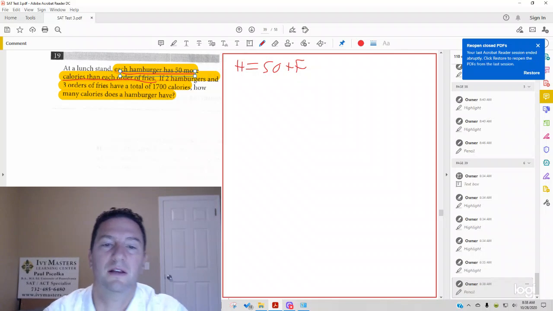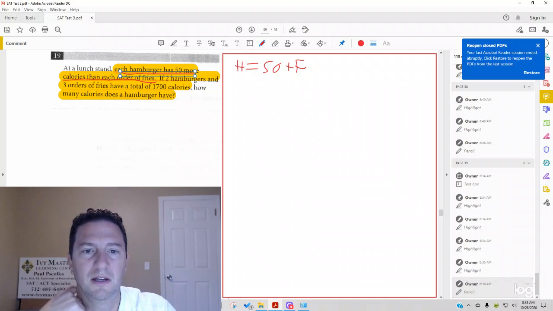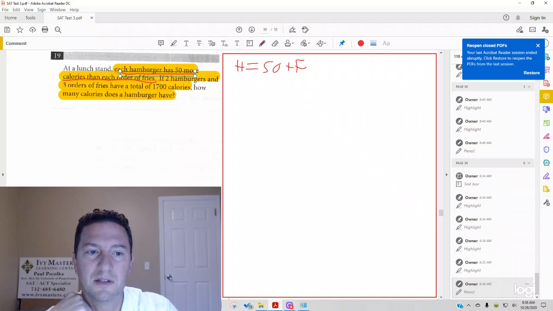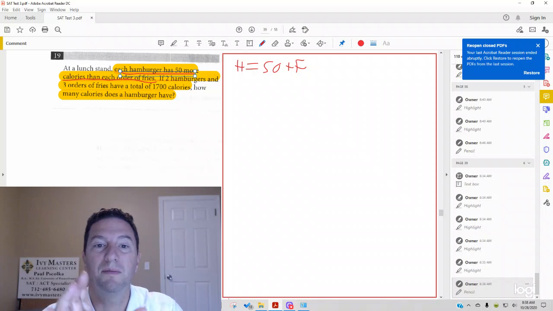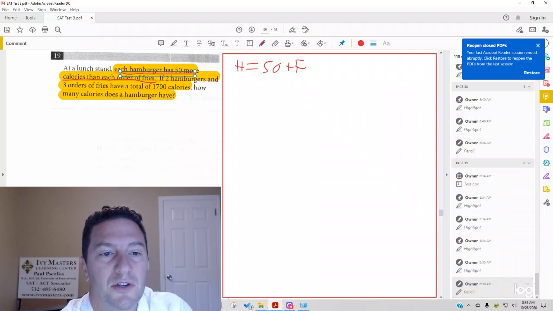So hamburger, the verb is the equal sign, so has, and then it's 50 more calories than each order of fries. Now a lot of times students will add the 50 to the H because they're like, oh, H is bigger. But since a hamburger has 50 more calories, in order to make them equal, you actually have to add the 50 to the fries. Your other equation here is 2 hamburgers, that's going to be 2H, and 3 orders of fries, so plus 3F, have a total of 1,700 calories, equals 1,700.